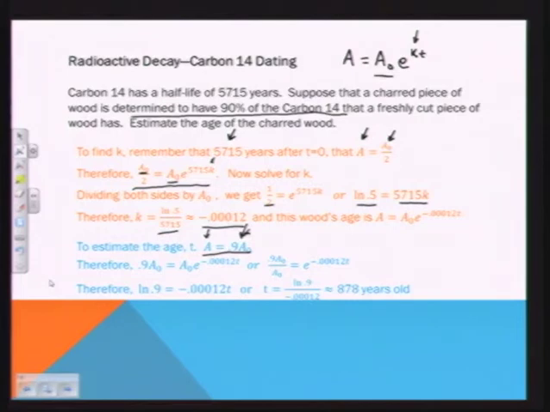So plugging that in our new model now, we get 0.9 A sub 0 equals A sub 0 e to the negative 0.00012t. Divide both sides by A sub 0. Once again, notice A sub 0 falls out. We're left with the natural log of 0.9 equals negative 0.00012t. And at that point, divide by negative 0.00012, and we get t is 878 years old in our carbon-14 dating.